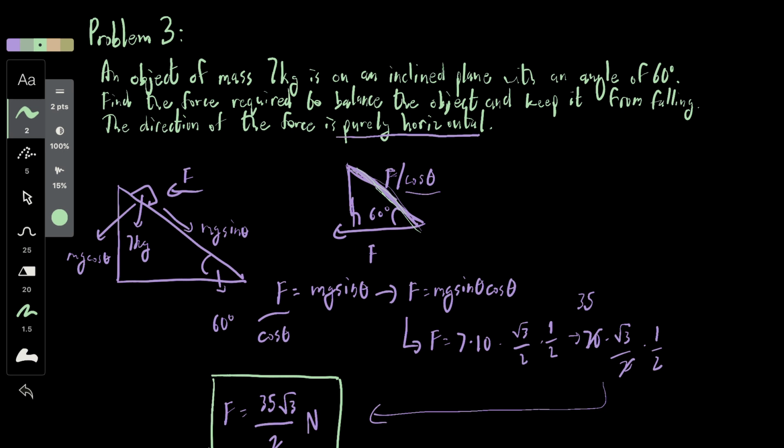Basically, this problem revolved around realizing that the force that would balance it in the same direction has magnitude F of cosine theta, but our actual force would change depending on the angle that it is given at. So that's our third problem, and let's move on to our fourth and final problem.